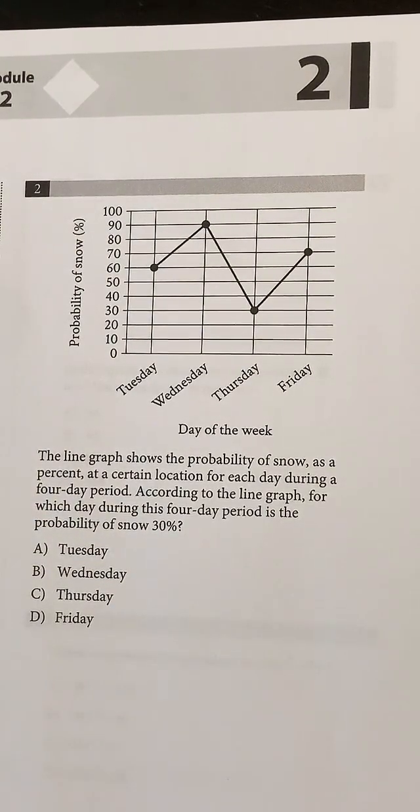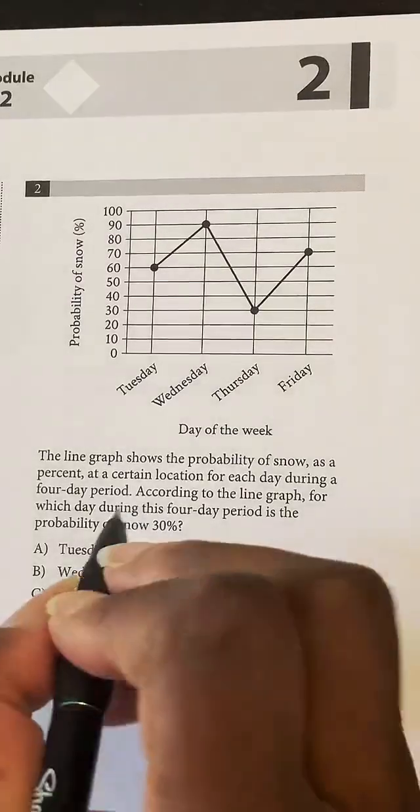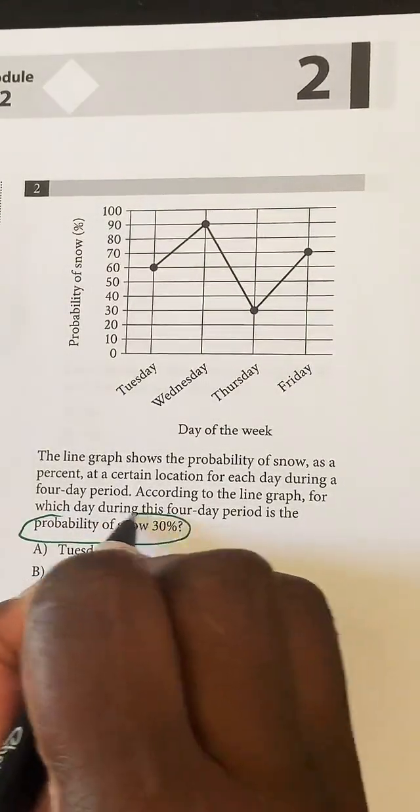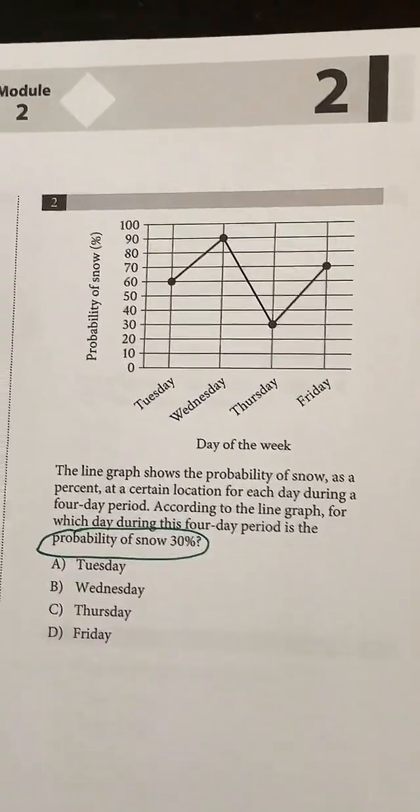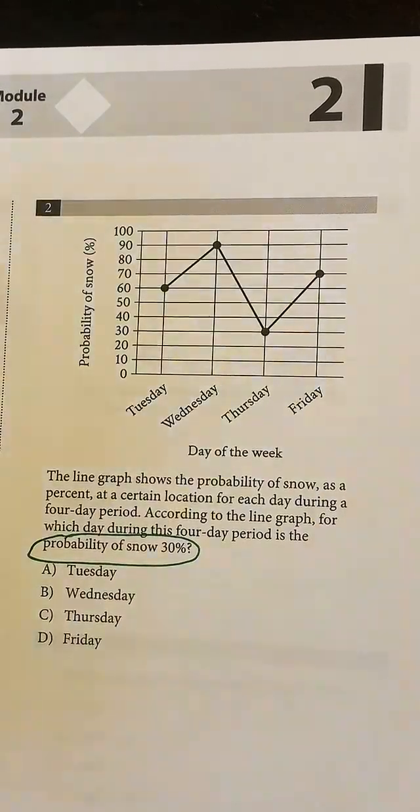It shows the probability of snow, which we do not want to hear that word, not yet, as a percent at a certain location for each day during a 4-day period. According to the line graph, for which day during this 4-day period is the probability of snow 30%? We want to know when the probability is 30%. If you take a look, what do you think? Is it A, B, C, or D?